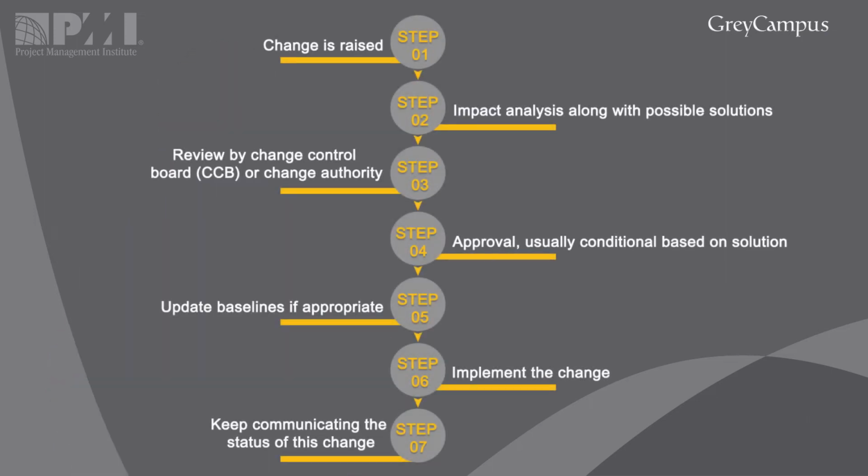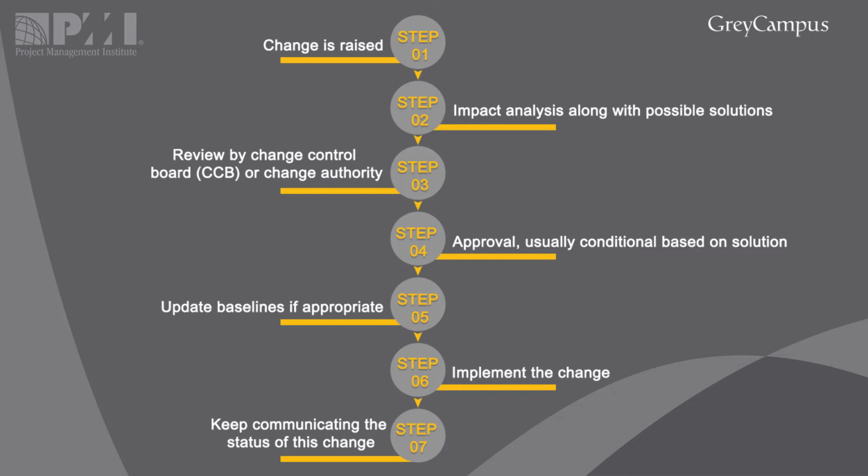All right. And just to explain to you briefly what that is, a change is raised, the impact analysis is done, it's passed on to the change control board or the change authority. They further review the impact and they also look at what possible solutions have been provided by whoever has requested or whoever has analyzed it, and then they give approval. Sometimes they give a conditional approval, right?